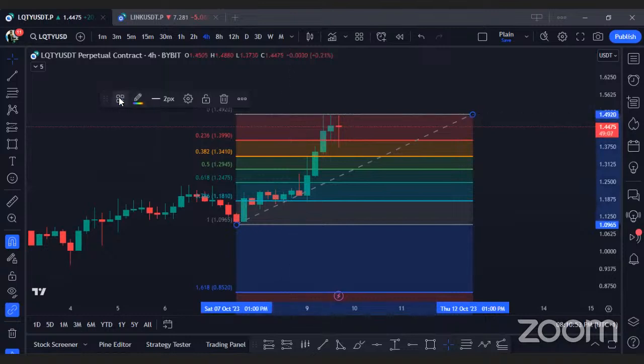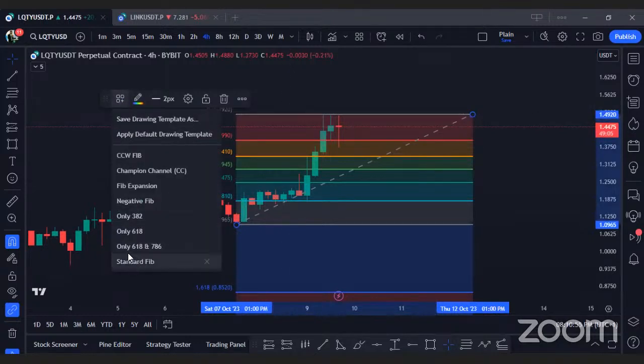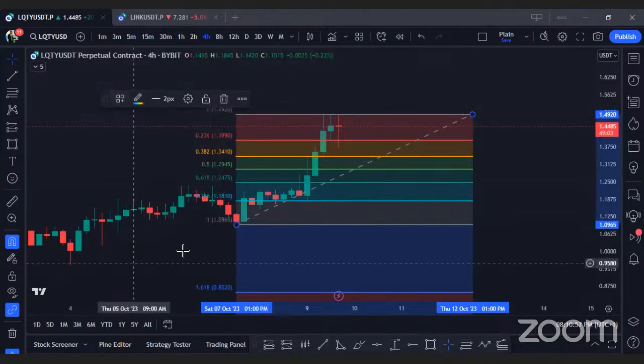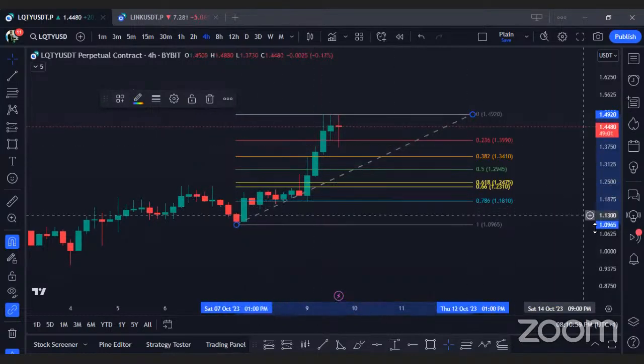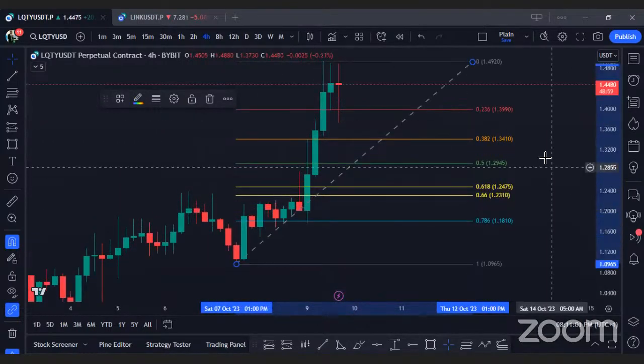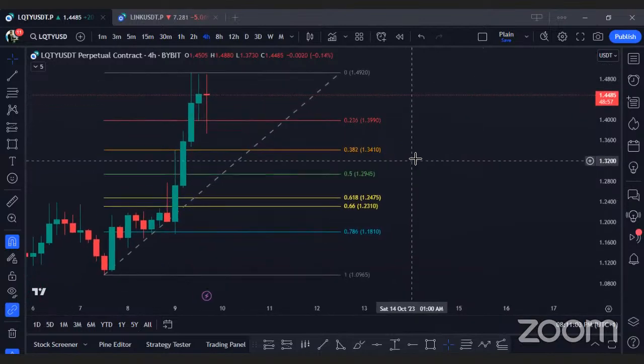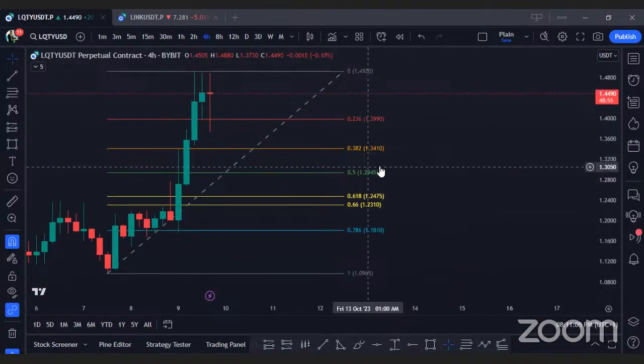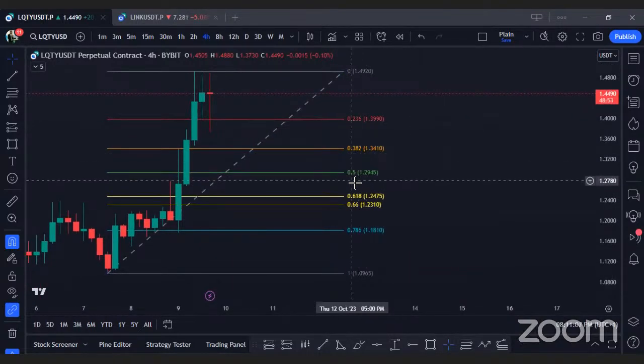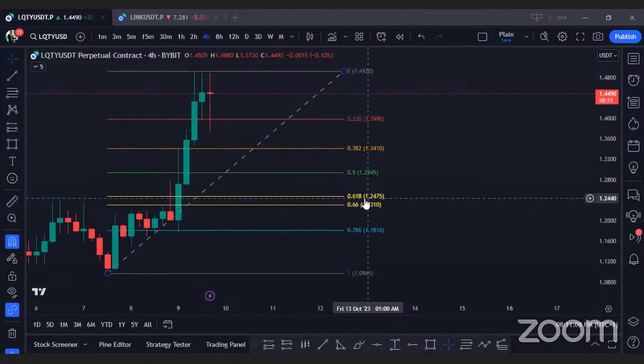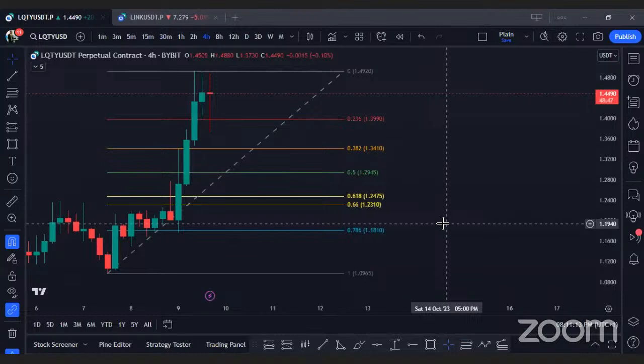I have different levels, and you can see I have different templates here, but the standard fib levels that I use are these ones, because these are the most important numbers of the Fibonacci retracement tool. So the 0.382, the 0.5 level, the 0.618, and the 0.786. These are the most important levels on the tool, where price will always respect.